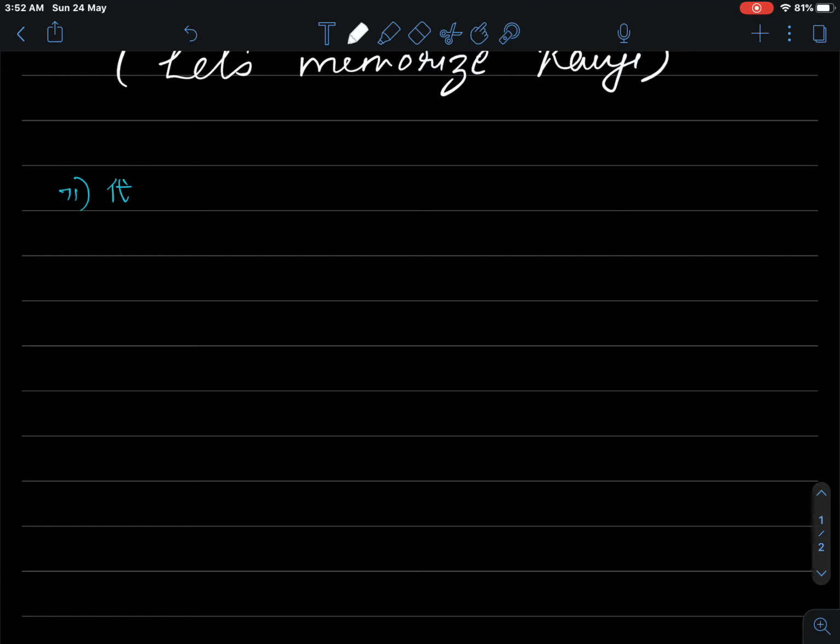Okay, so this kanji means replace, substitute, generation or age, and charge or fee. Okay, now let's have a look at the on and kunyomis. It has a bunch of kunyomi. They're all very similar, so let's have a look at them one by one.